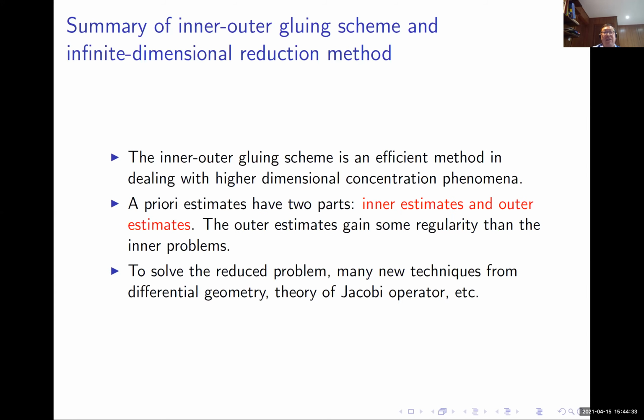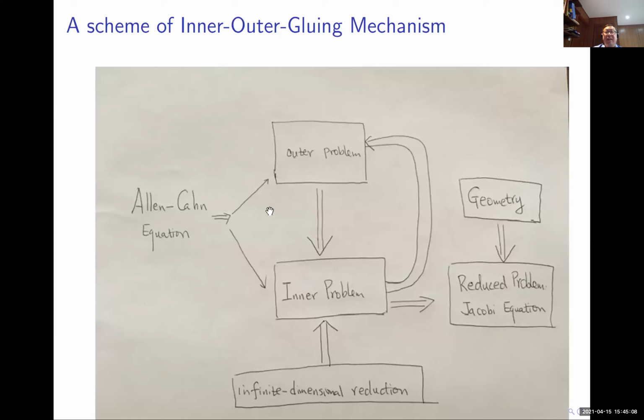So let me summarize the inner outer gluing. The inner outer gluing is an efficient method in dealing with high dimensional concentration phenomena. For the RPA estimates, we have 2 parts, the inner estimate and the outer estimate. The outer estimate gains some regularity, and this is an important observation. And to solve the reduced problem, we need to use techniques from differential geometry and the Jacobi operator and so on. So this is the scheme of the inner outer gluing mechanism. This is what I talk about today.